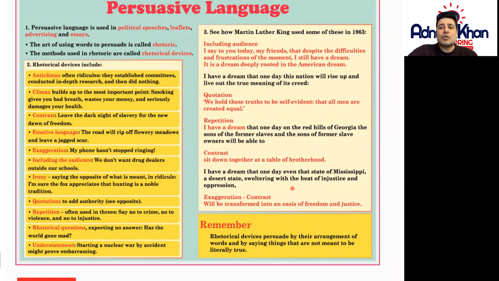So remember that rhetorical devices persuade by the arrangement of words and by saying things that are not meant to be literally true, but they can also be used in terms of forming a debate or using these in essays, leaflets, types of advertising or political speeches to get your particular opinion across to the reader. Have a read of this again one more time and answer the following questions.